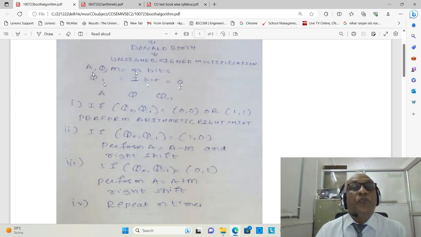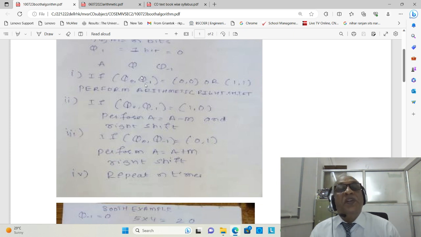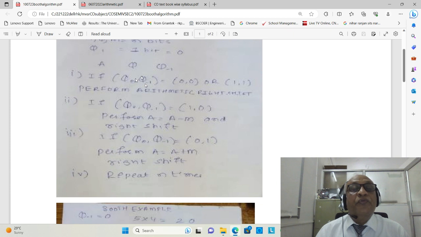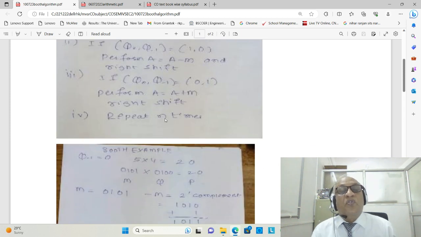The value is 0. Now if you compare Booth with the previous algorithm, in Booth algorithm we have to look at two bits, the q zeroth bit and the q minus 1 bit. If the combination is 0 0 or 1 1, then we perform the right shift, which is circular. If the combination is 1 0, then we perform A = A - M and right shift. If the combination is 0 1, then we perform A = A + M and then right shift. This will be repeated n number of times, that is 4 times.